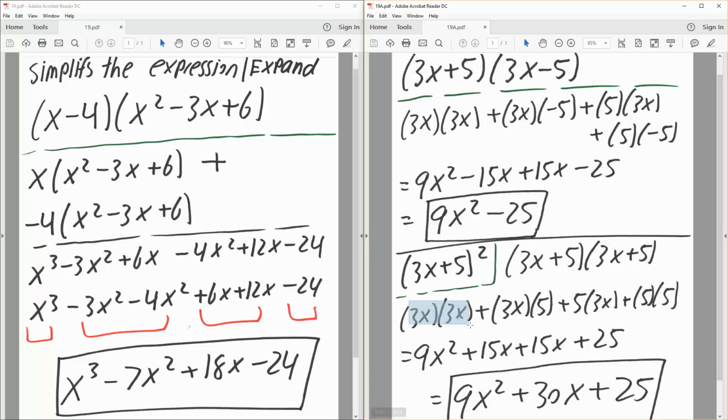And so we would get 9x squared, 15x, 15x, and 25. And now we simply add everything up. So 9x squared plus 15 plus 15 is 30, 30x plus 25. And so this right here would be the final answer. And that's all we need to do to multiply polynomials.